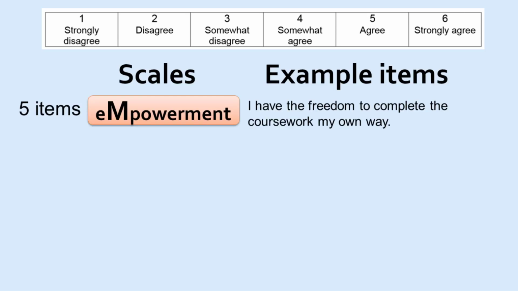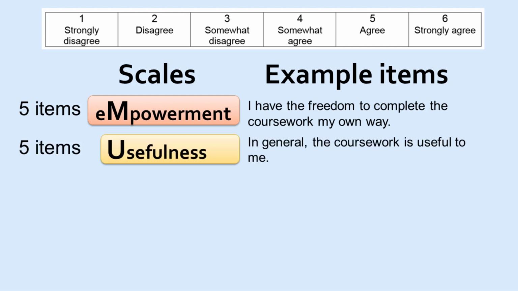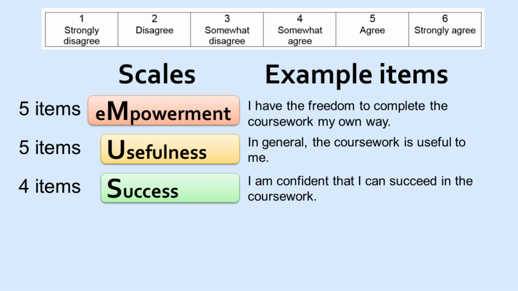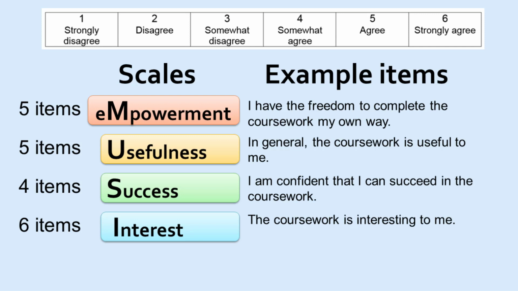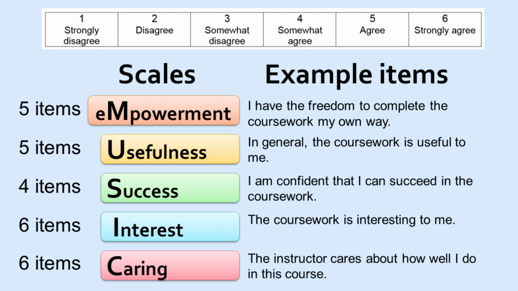The empowerment scale is comprised of 5 items that are averaged to get an empowerment scale score. An example item is, "I have the freedom to complete the coursework my own way." The usefulness scale is also comprised of 5 items, and an example item is, "In general, the coursework is useful to me." The success scale is comprised of 4 items, and an example item is, "I'm confident that I can succeed in the coursework." The interest scale includes 6 items, one of which is, "The coursework is interesting to me." And finally, the caring scale is comprised of 6 items, and an example item is, "The instructor cares about how well I do in this course."